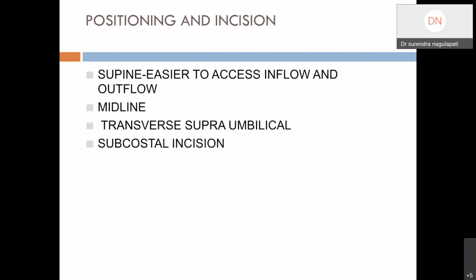Coming to the positioning and incision: the supine position with the umbilicus at the level of the table split is good, as it is easier to access inflow and outflow vessels. The midline incision is used for operative repair of bilateral atherosclerotic disease, or when combined aortic and renal repair is planned. A subcostal incision is used when a branch renal artery repair is required, or when the ex vivo technique is used.